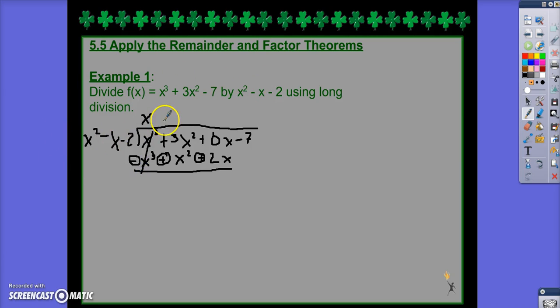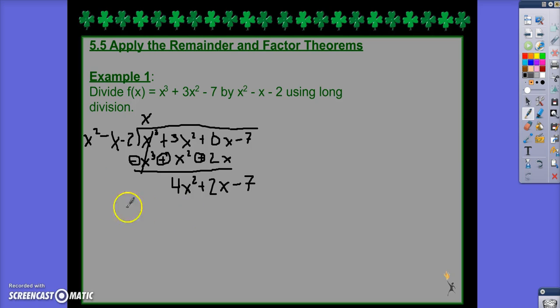And that's the whole goal of each first piece. 3x squared plus x squared is 4x squared. 0x plus 2x is plus 2x. And just like long division with regular numbers, we bring down the next term. We bring down one term at a time. And we're going to start all over again.